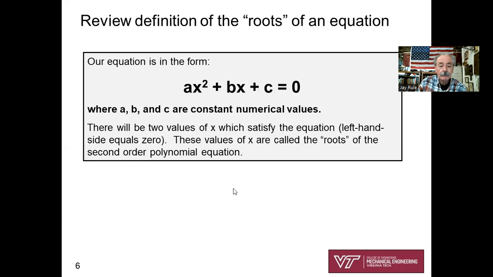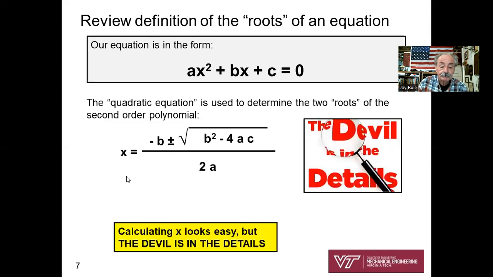Okay, and so let's review the definition of the roots of an equation. There are going to be two roots, two values of x that will satisfy this equation. In other words, the left-hand side exactly equals 0, to equal the right-hand side. The values of x are called the roots of the second order polynomial.